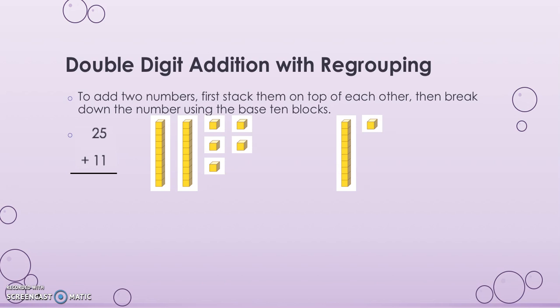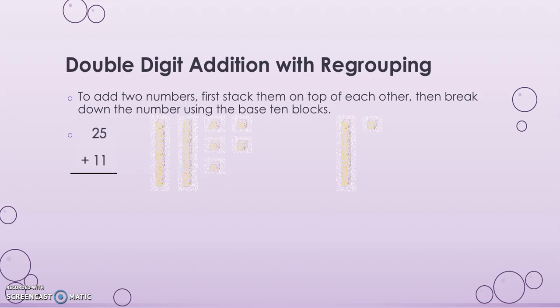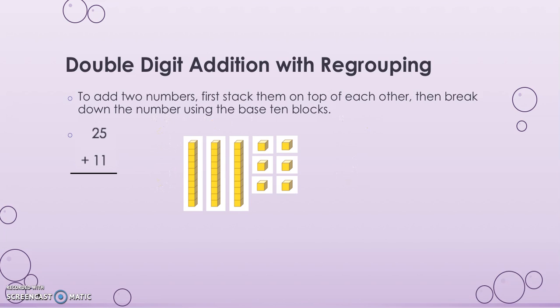This right here shows the number 25 and 11. And then if we combine the two, we get 3 bars of 10 and 6 single blocks of 1. If we add those together, we know we have 10, 20, 30, 31, 32, 33, 34, 35, 36. So our answer should be 36.